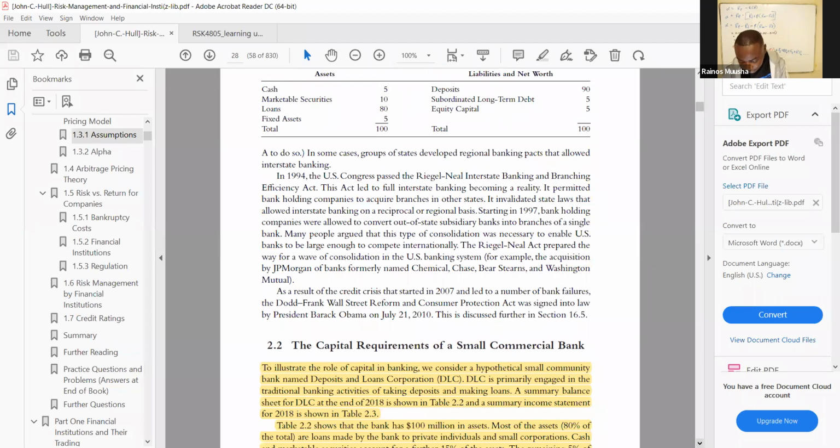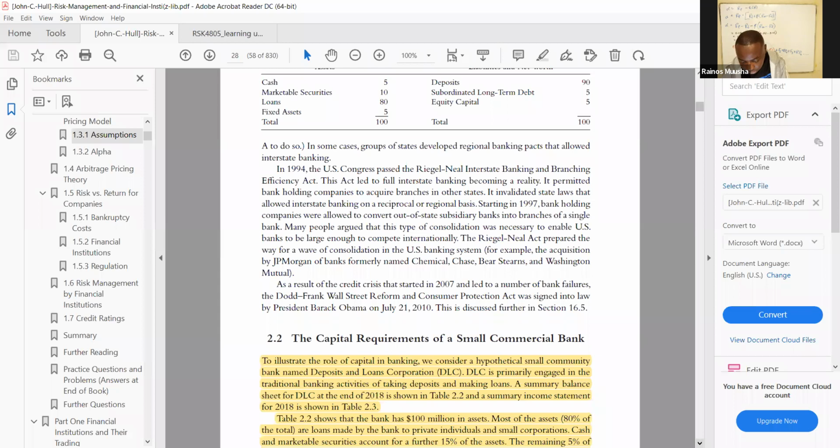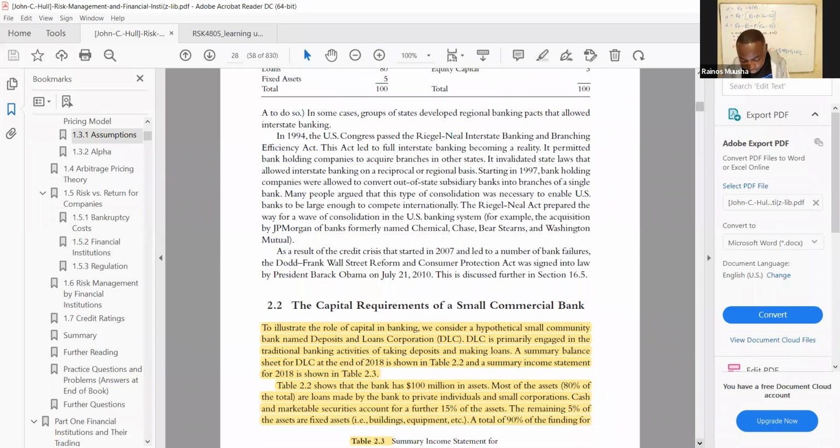And then they say, most of the assets are loans made by the bank to private individuals and small corporations. So if you look here, about 80% of the assets of the bank, which is 80 million in this case, is basically loans to private individuals and small corporations. And then the cash and marketable securities account for 15% of the assets. So cash is 5%, marketable securities 10%, which is 10 million. So cash and marketable securities in total equal 15 million, which is 15% of the total assets. Then they also say the remaining 5% of the assets is fixed assets, which is basically the building, equipment, etc.